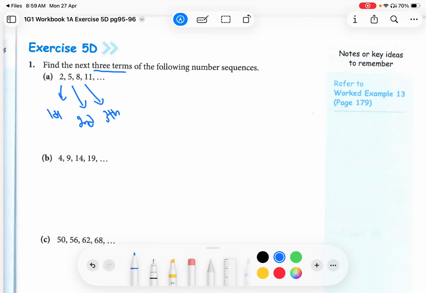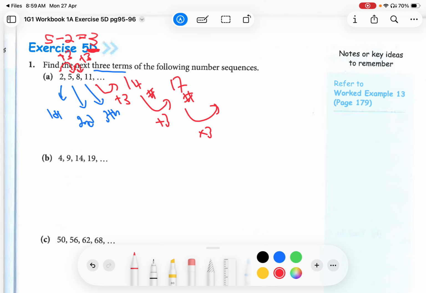So I see that this one is plus 3. 2 to 5 is plus 3, 5 to 8 is plus 3. If I don't know how to get plus 3, I take 5 minus 2, which is 3. So I see that the increase is always 3. So the next three terms: 11 plus 3 is 14, 14 plus 3 is 17, and 17 plus 3 is 20. These are my next three terms. You see this part? Okay.